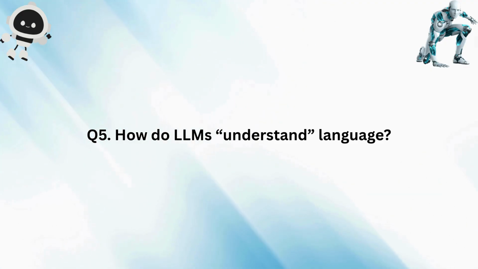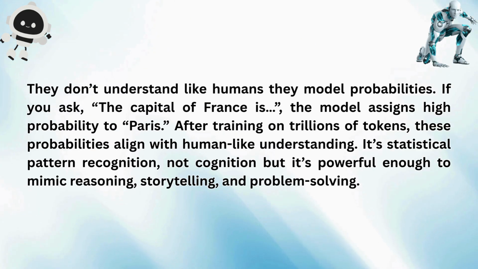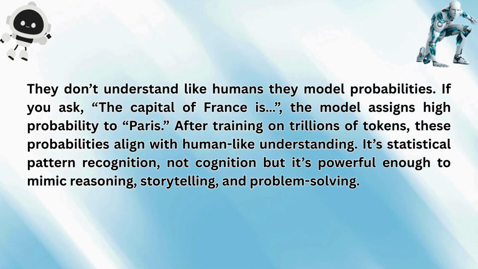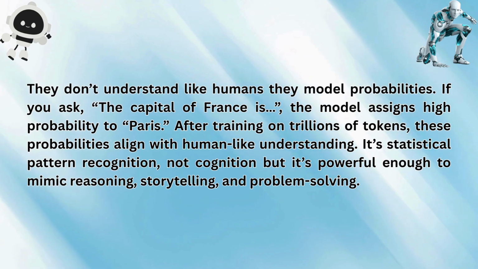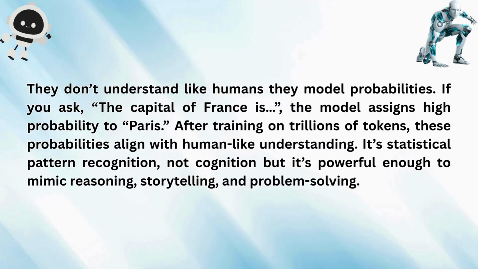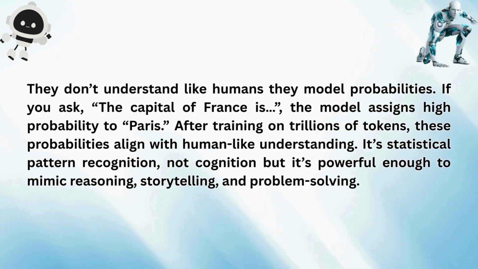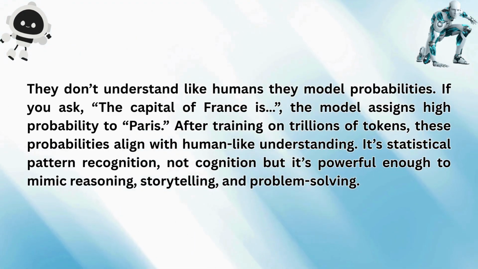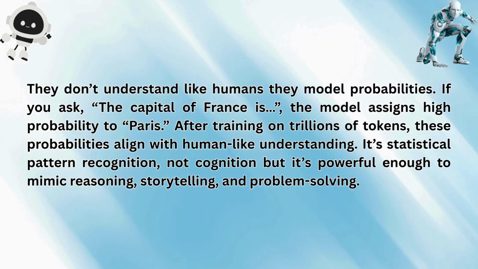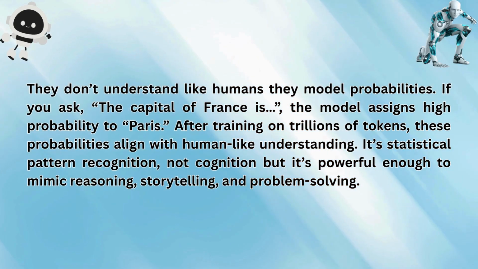How do LLMs understand language? They don't understand like humans. They model probabilities. If you ask, the capital of France is, the model assigns high probability to Paris. After training on trillions of tokens, these probabilities align with human-like understanding. It's statistical pattern recognition, not cognition, but it's powerful enough to mimic reasoning, storytelling, and problem-solving.